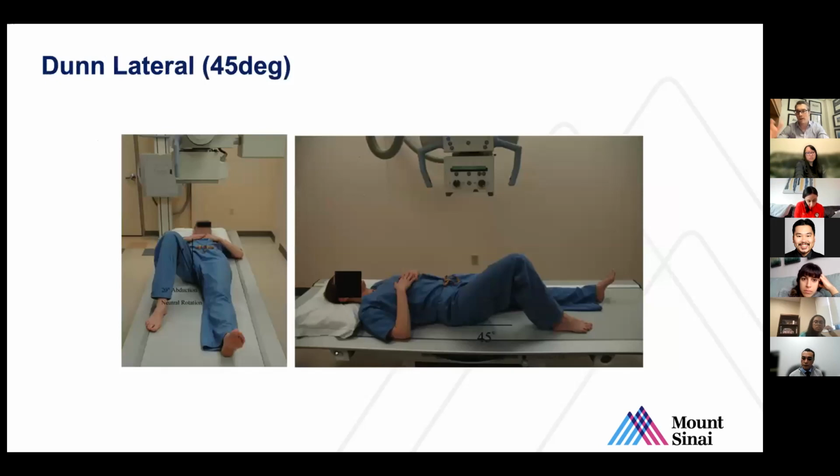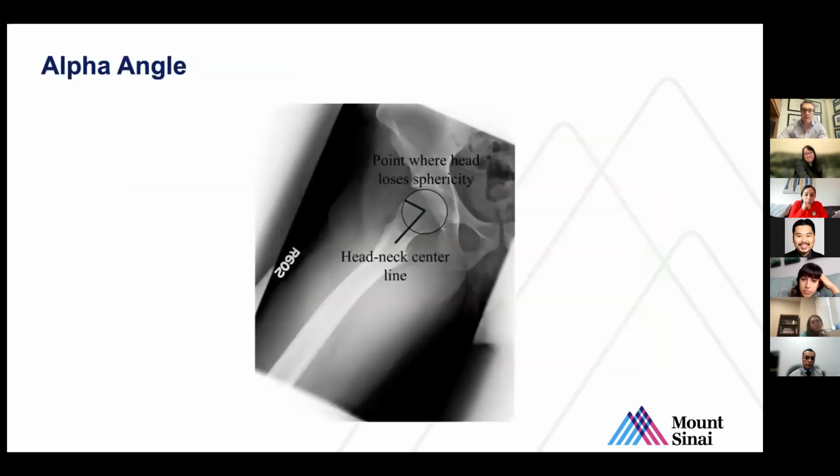And again, you could have a valgus neck angle too. A 45-degree Dunn lateral helps us look at our cam morphologies, and this is how we get that view. And this is what we get and what we're able to assess.